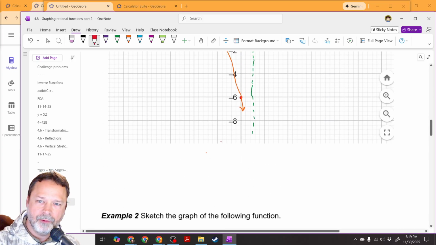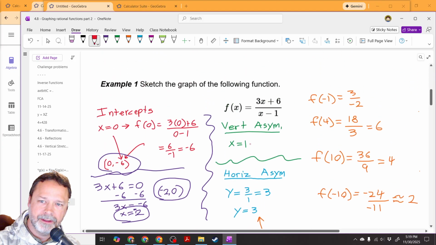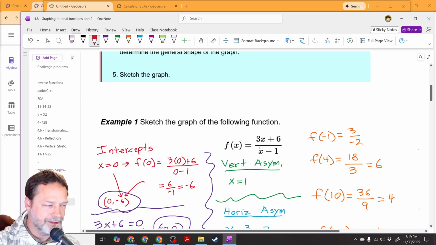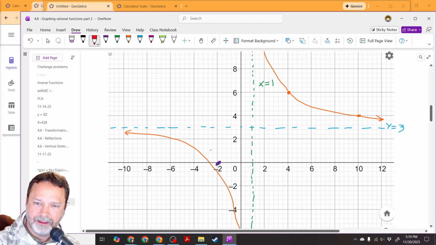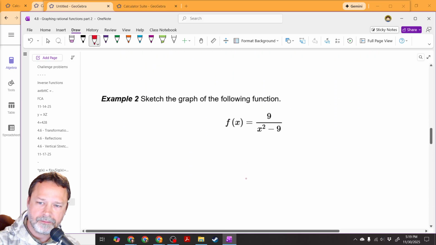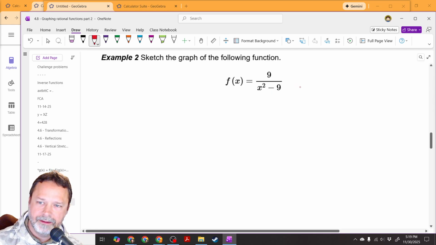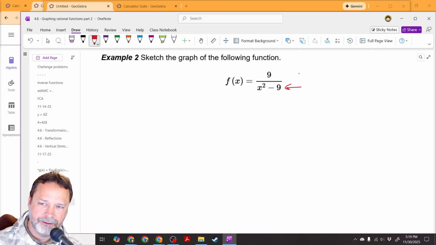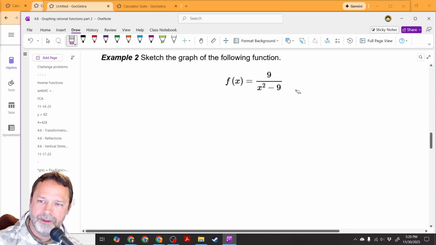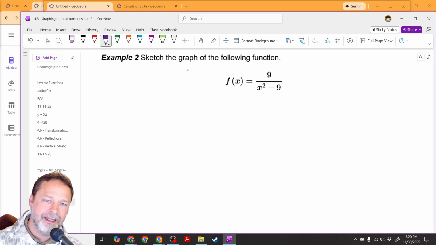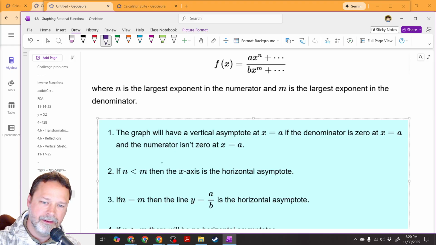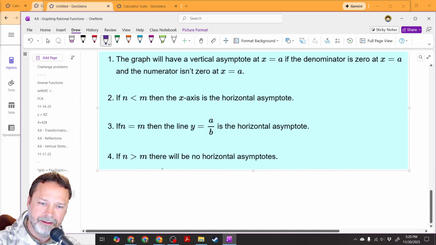Last time we looked at one where the degrees of the numerator and denominator were the same. And we got something looking a little like this. Now we want to do an example where the denominator definitely has a higher degree than the numerator. So now we're going to look at that. What does that mean? And again, we got our rules here. What's that mean?